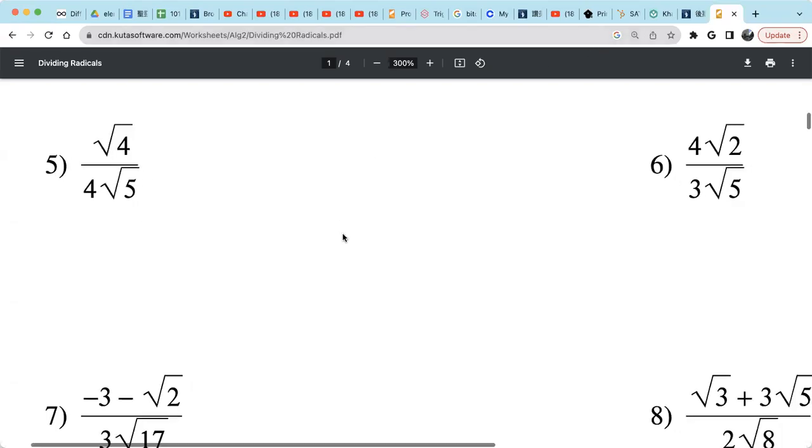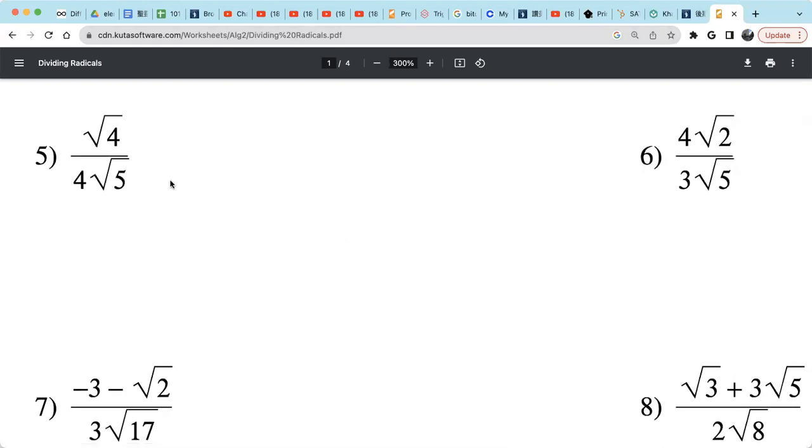Let's see more dividing radicals. So the first two examples, I just review, because we have done this before. We have one radical in the numerator, we have one radical in the denominator. Usually we want the denominator to be a rational number. So we want to multiply radical 5 divides itself. Basically, we multiply by 1, because an expression multiplied by 1 doesn't change its value.